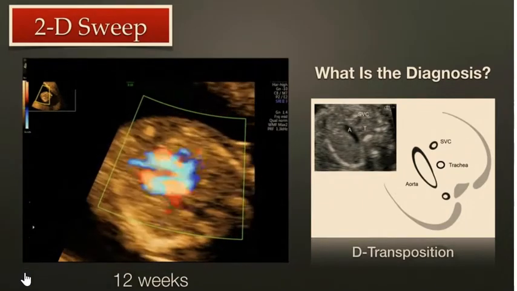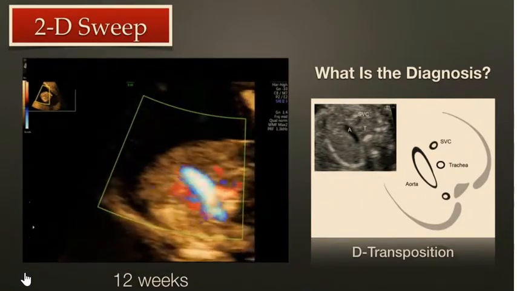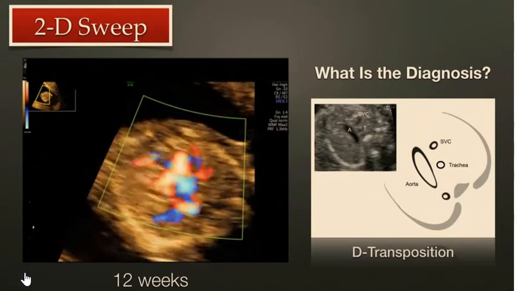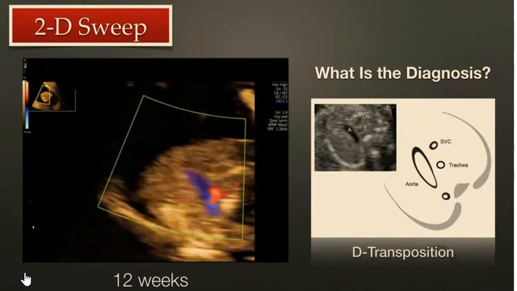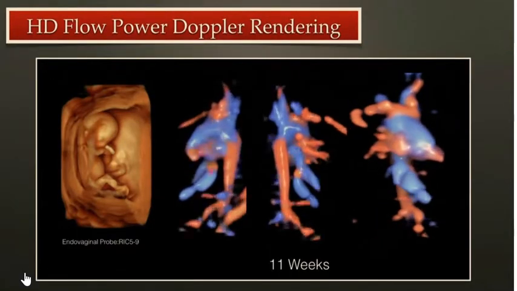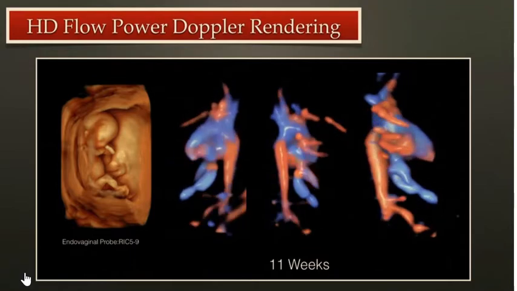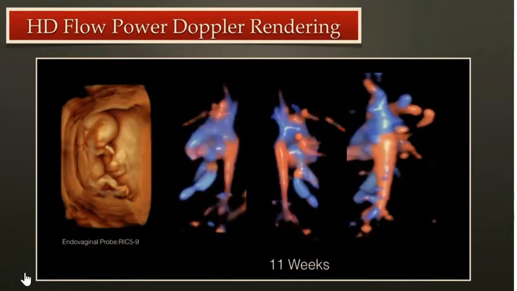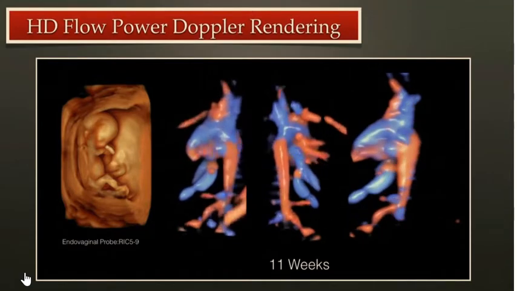This is a color Doppler sweep illustrating a single vessel observed in the previous 2D slide at the end of the sweep. Another imaging option is HD flow using power Doppler rendering. This is an endovaginal examination of an 11-week fetus. Notice the details of the vascular structures.